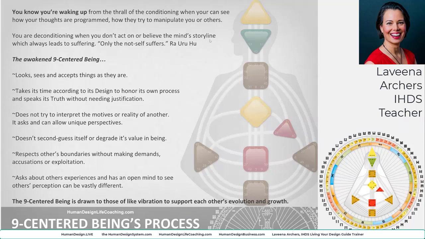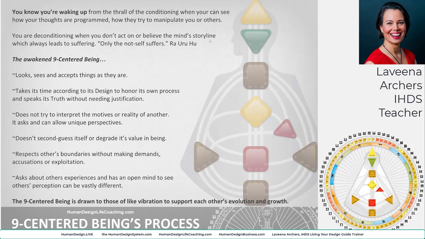So this is inspired from the work of Genu Oblivion, as well as Ra Uru Hu, but also my experience with the human design system. The nine-centered being's process is, you know you're waking up from the thrall of conditioning when you can see how your thoughts are programmed, how they try to manipulate you or others. You know you're deconditioning when you do not act on or believe the mind's storyline, which always leads us to suffering. Quote, only the not-self suffers, unquote.